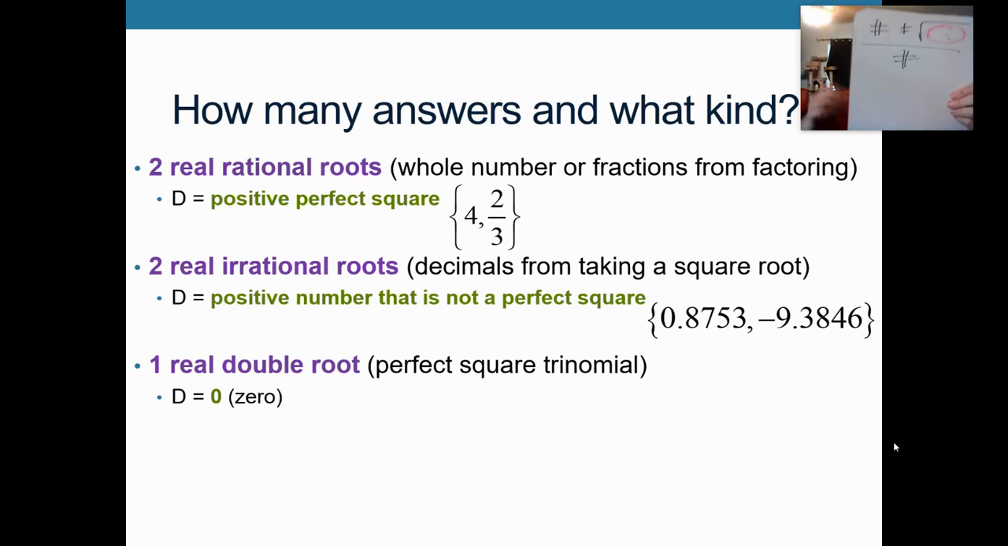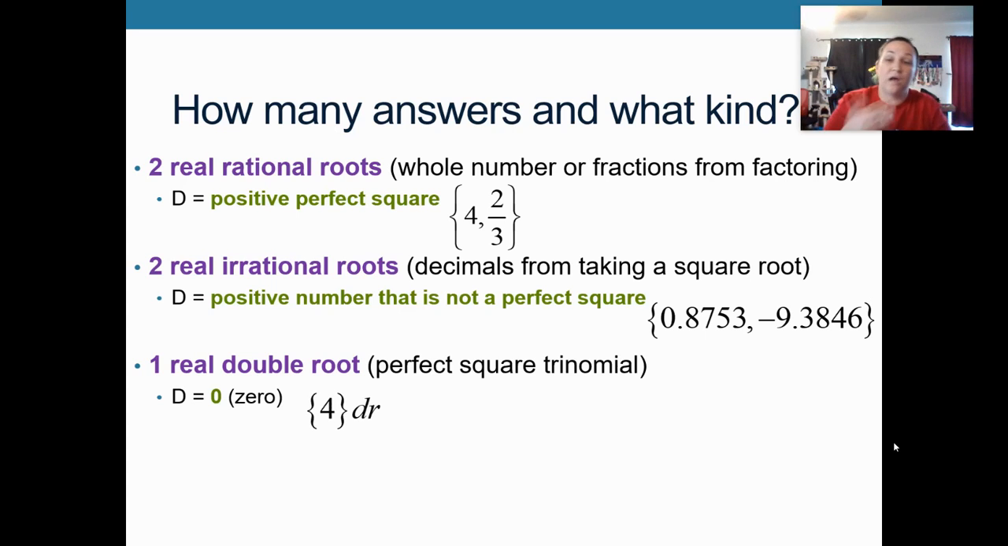So think about it. If my discriminant is 0, then I'm going to take the square root of 0, which is 0. And then I'm going to add 0, and I'm going to subtract 0, and that doesn't do anything, because adding and subtracting 0 does nothing. So that's why we only get one answer. If your number under the square root sign is the number 0, then you will get one answer. It's going to be a double root.